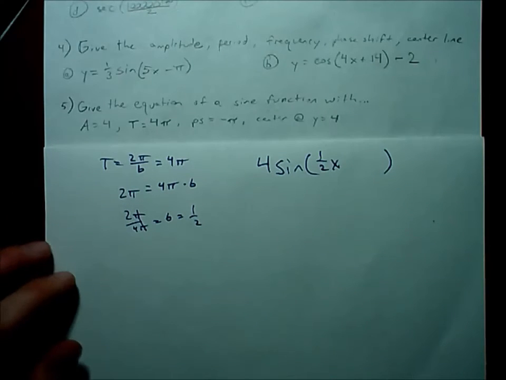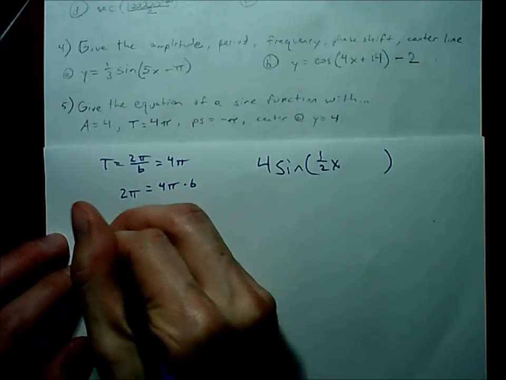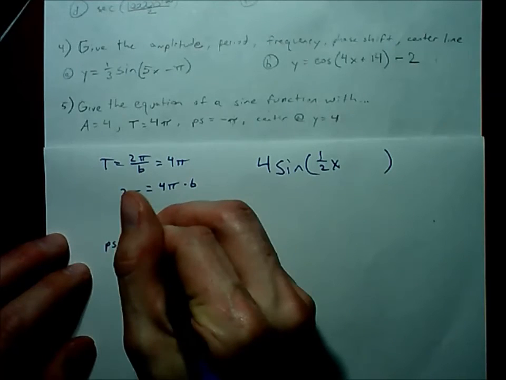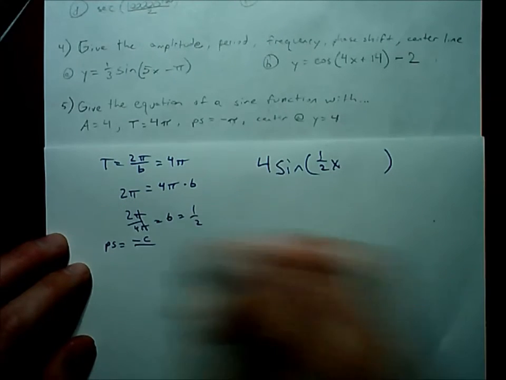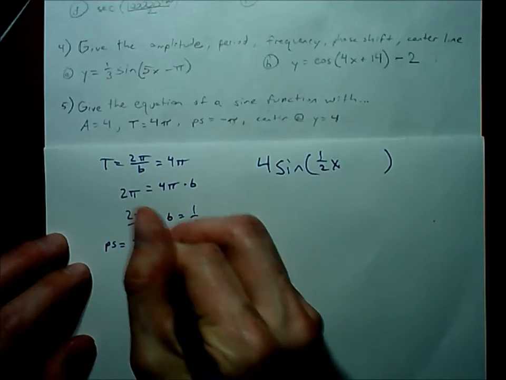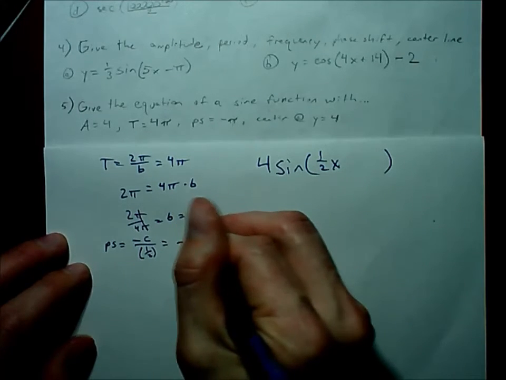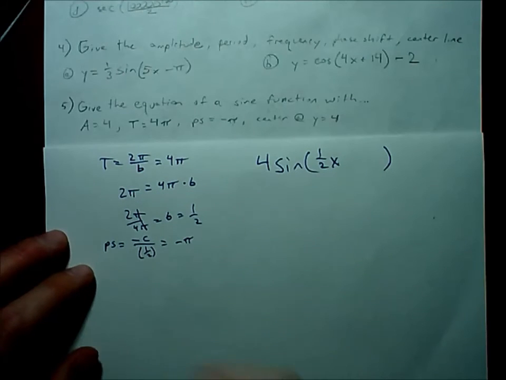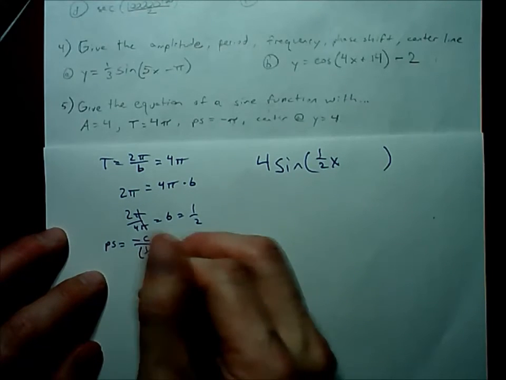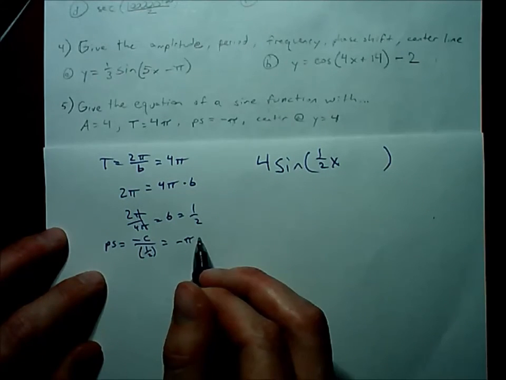And now we need to find c. So the phase shift formula has a c in it. It's negative c divided by b, which we already know is 1/2. And we're given that the phase shift is negative pi. So now we just solve this equation for c. So to do that, we'll multiply by the 1/2 first.